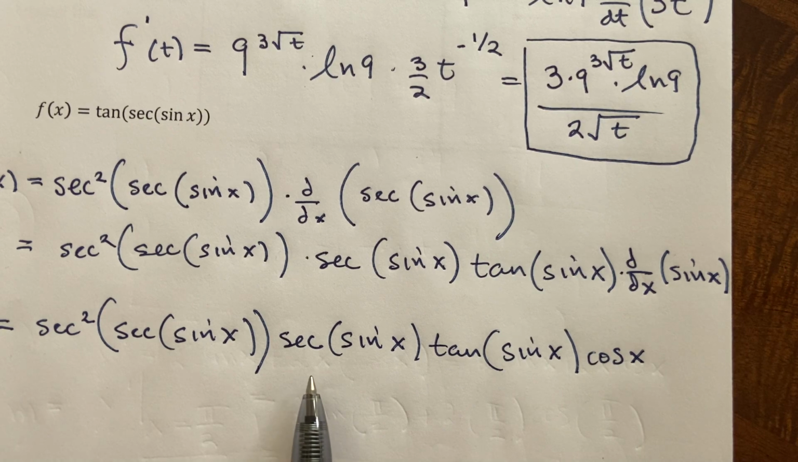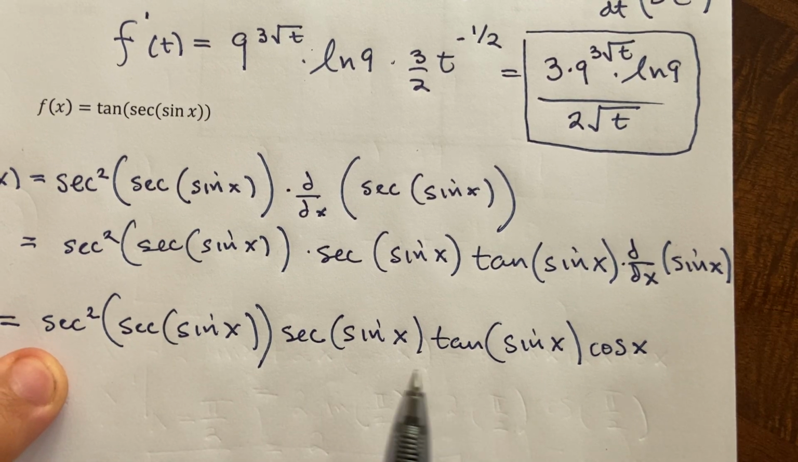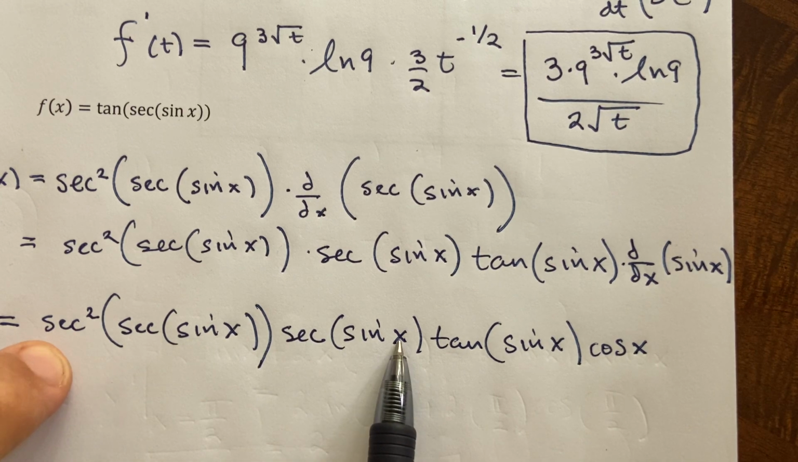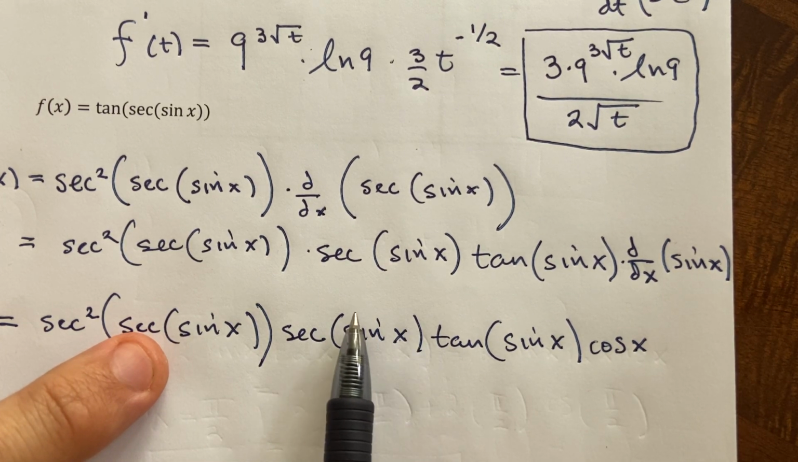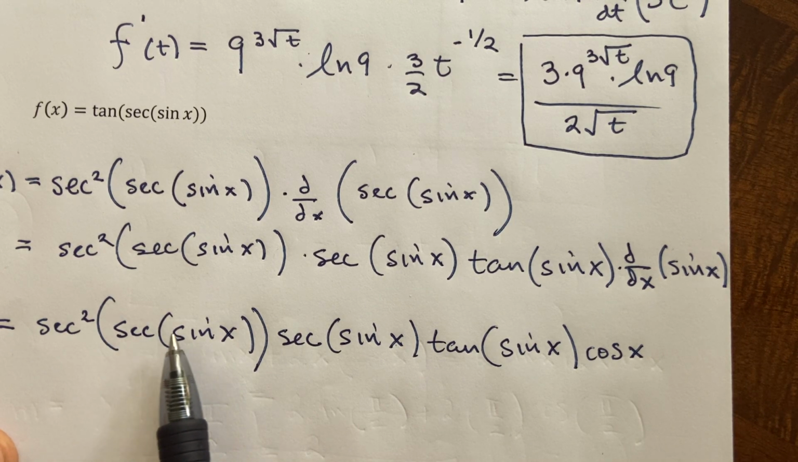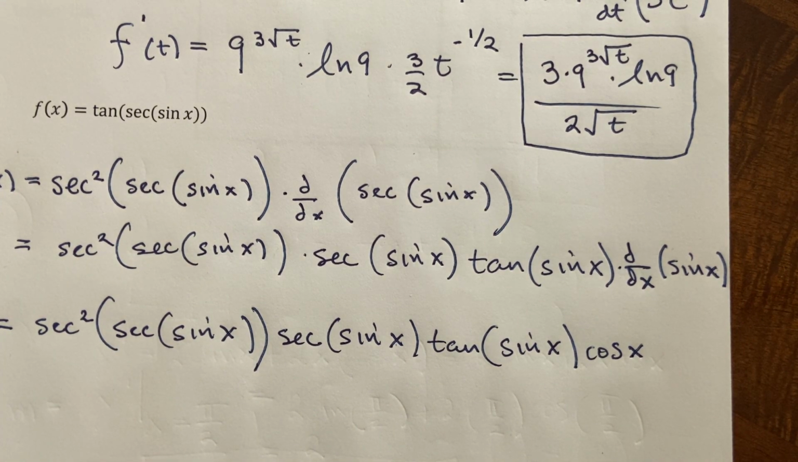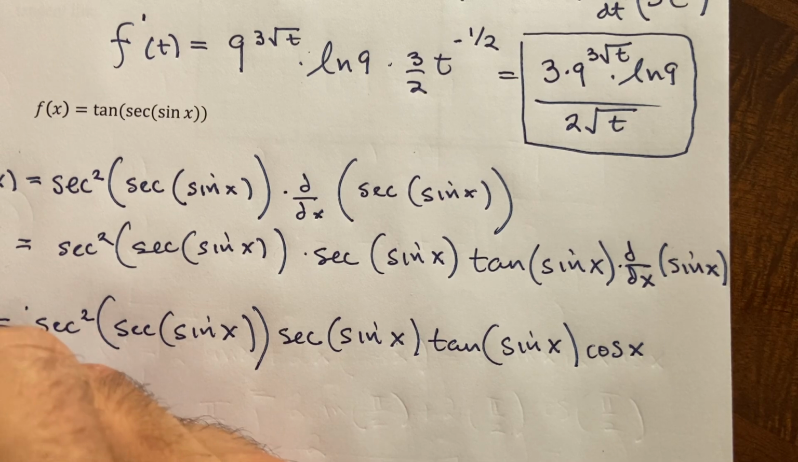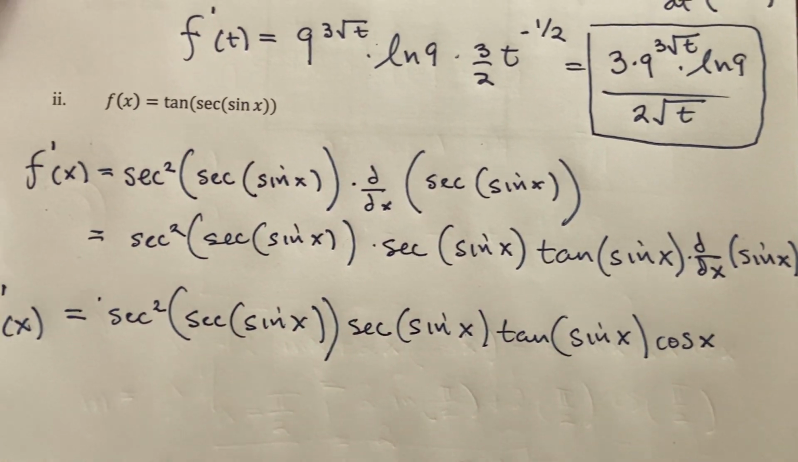Okay, so I'm not going to write secant cubed, right? I can't do that because they have different arguments. This is secant of sine. This is secant squared of secant of sine. Okay, so this would be it. This is our derivative, f prime of x. That's what we were finding.